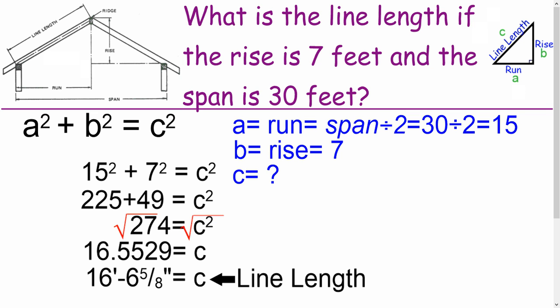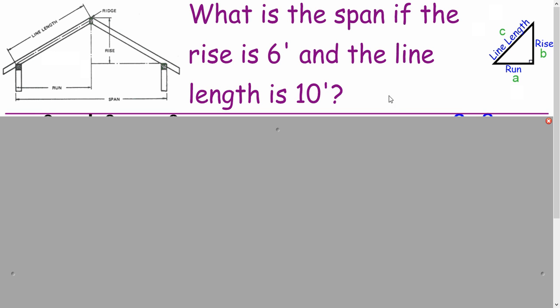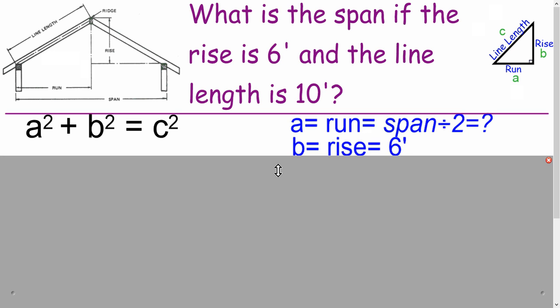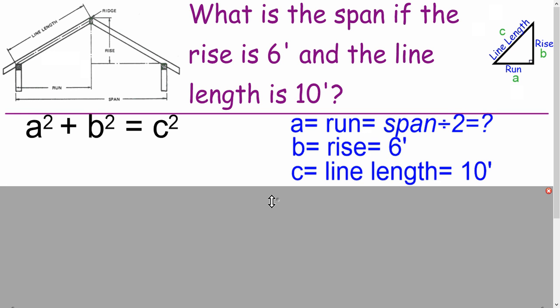One more example. What is the span if the rise is 6 feet and the line length is 10 feet? So, again, we're going to start with the equation a squared plus b squared equals c squared. We want to know what the span is, but we don't know what the run is, so that's our question mark. We don't know a. We know that b is 6 feet, and we know that the length is 10 feet.